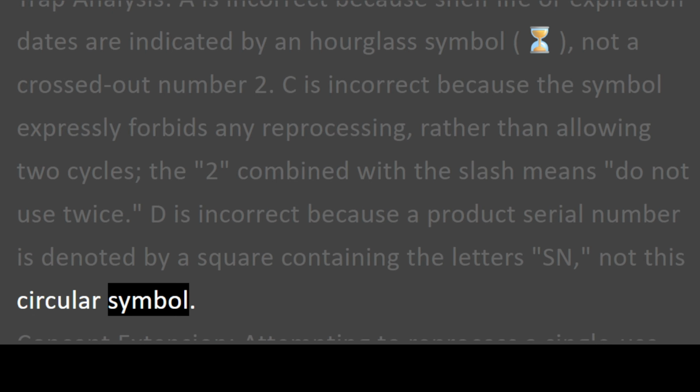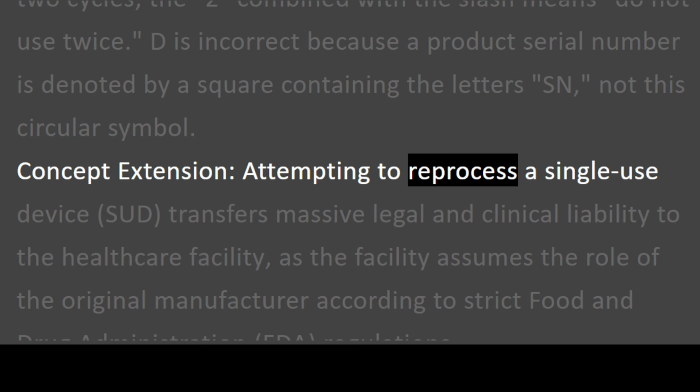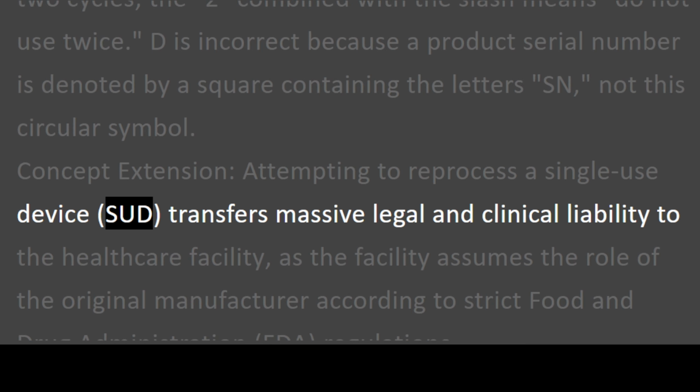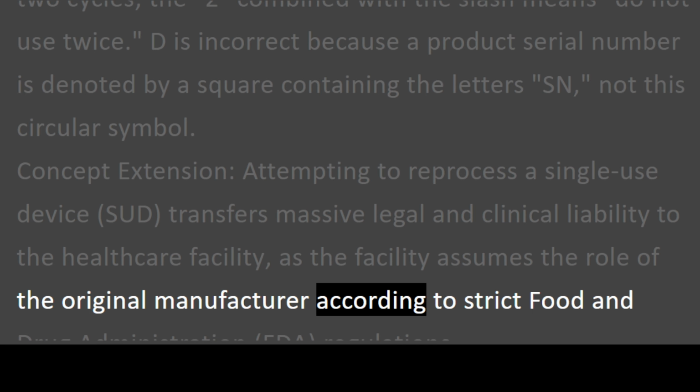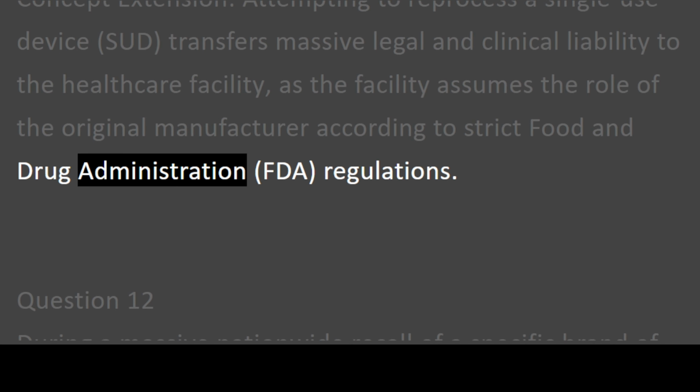symbol. Concept extension. Attempting to reprocess a single-use device, SUD, transfers massive legal and clinical liability to the healthcare facility, as the facility assumes the role of the original manufacturer according to strict Food and Drug Administration, FDA, regulations.